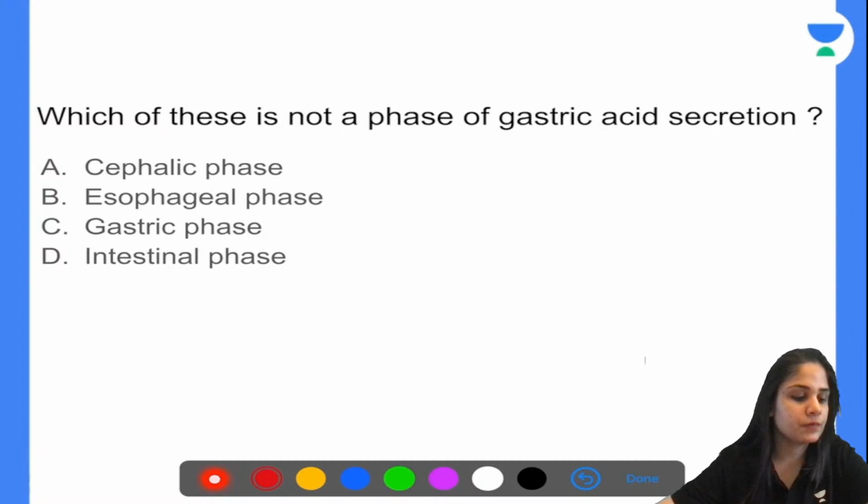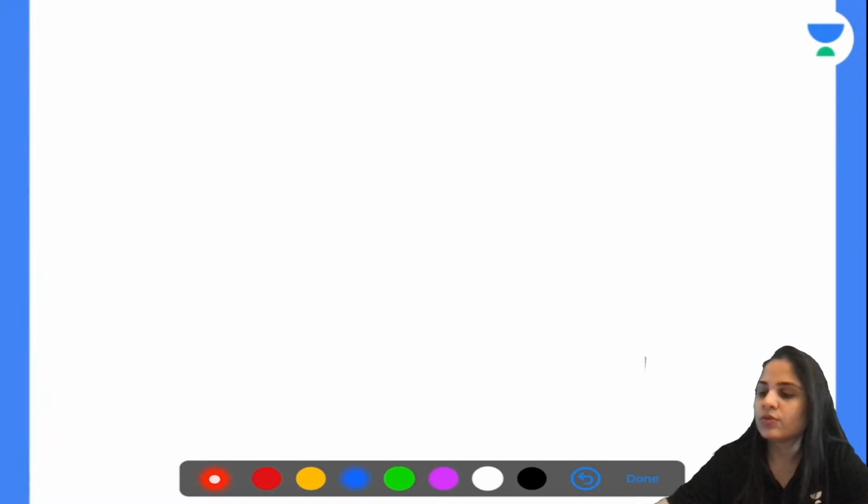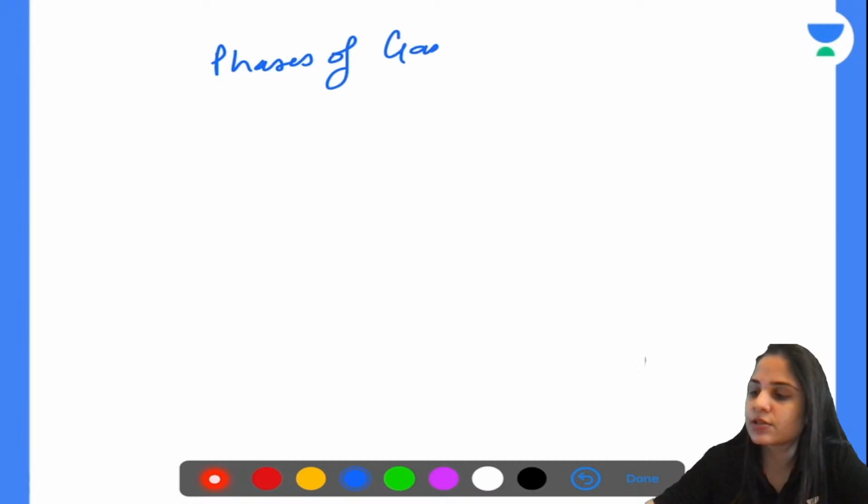Alright, so doctor and caffeine is saying D. Intestinal phase is not there. Mulai is saying esophageal phase is not there. Any other answers? Insam is also saying D. Subham is saying B. Alright, so the correct answer over here is actually B. Esophageal phase is not a phase of gastric acid secretion. So now you need to know what are the phases of gastric acid secretion.